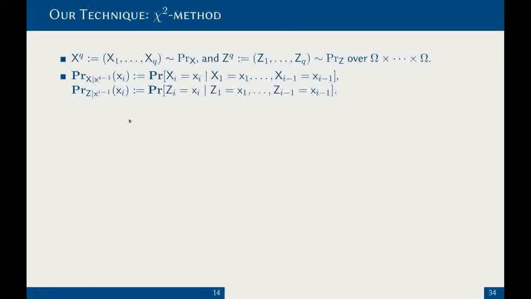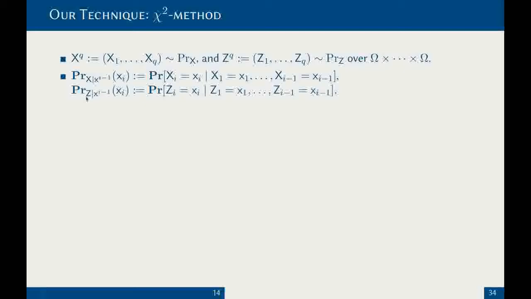The main technique that we have employed in our proofs is the chi-square method. It's a tool for bounding the statistical distance between two joint distributions. So, in order to describe it, let x to the q be this q tuple of random variables sampled as per this distribution, and z to the q be this q tuple of random variables sampled as per this distribution. Both the tuples take their values over this domain.